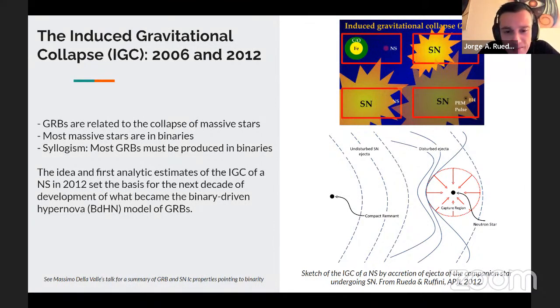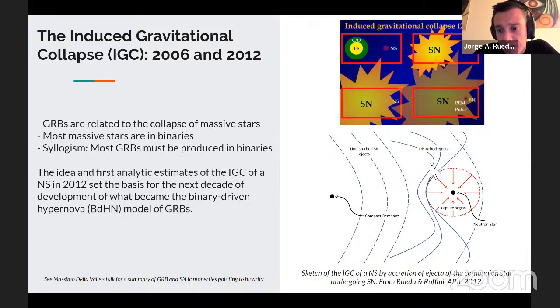Our first idea of this scenario was presented in 2012, with the first analytic estimates of the viability of this process. The process is that you have a binary system of a carbon-oxygen star with a neutron star companion, a compact star in a tight orbit of a few minutes. And then the supernova event, you see here, this was a sketch of that paper.